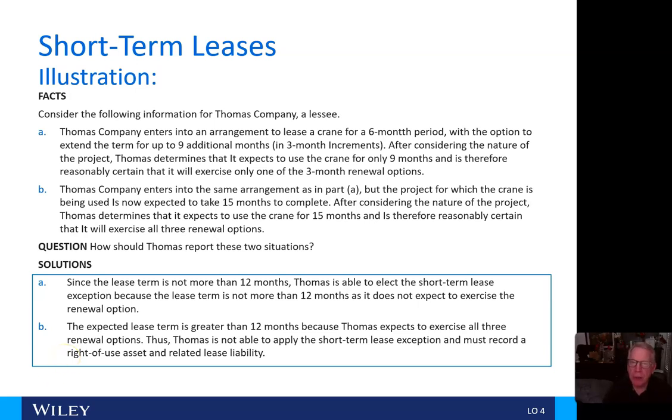When we left off, we were looking at the Thomas Company, the lessee, under the Alpha and Bravo scenarios. The solution is, under Alpha, since the term of the lease is not more than 12 months, Thomas is able to elect the short-term lease exception because it does not expect to exercise the renewal option. But under Bravo, the expected lease term is greater than 12 months because Thomas does expect to exercise all 3 renewal options. Thus, Thomas is not able to apply the short-term lease exception and must record a right-of-use asset and related lease liability.